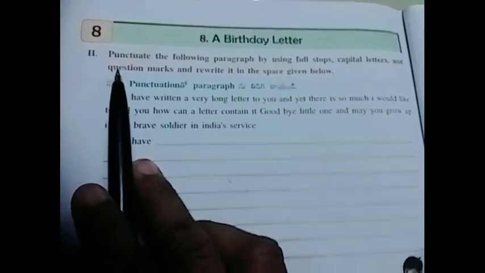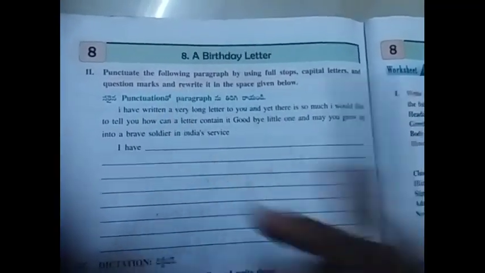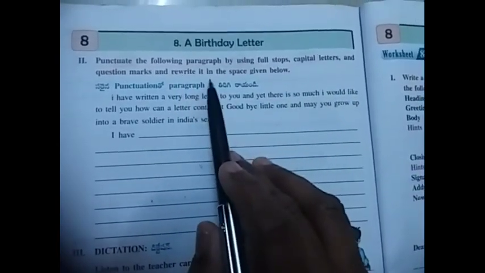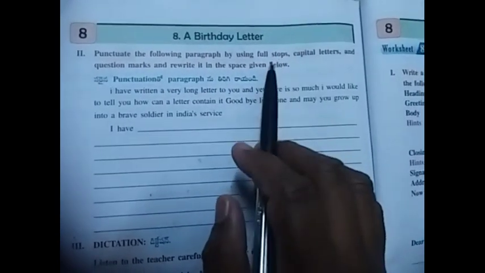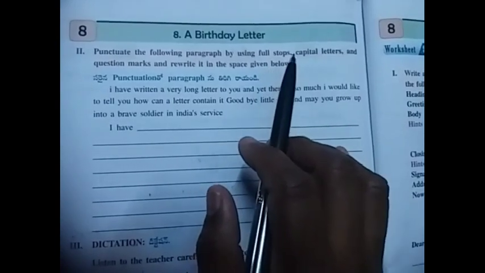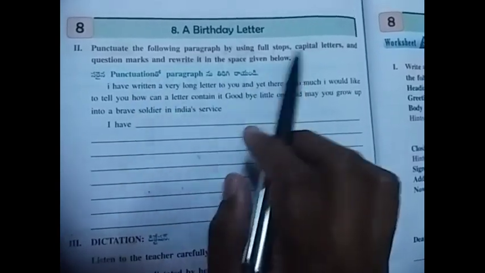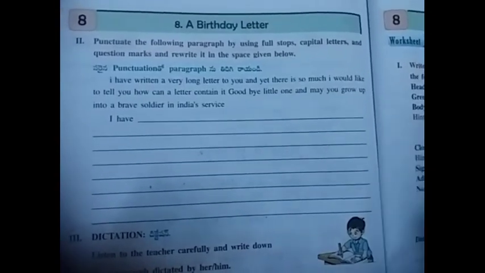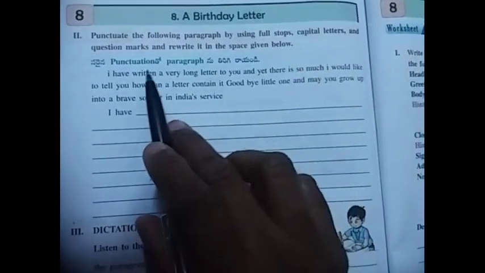This is Roman number 2, page 137. Punctuate the following paragraph by using full stops, capital letters and question marks and rewrite it in the space given below. In the previous exercise, we only used full stops and capital letters. Here capital letters also we should write. Wherever necessary we have to write capital letters, full stops and question marks.